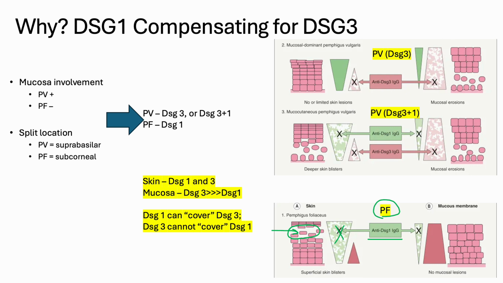And in the mucosal lesions, because the DSG1 is only a minor component of the DSGs in the mucosa, we still have an intact DSG3 to protect the integrity of the mucosa. That's why there is no mucosal lesion. I hope now it makes sense.